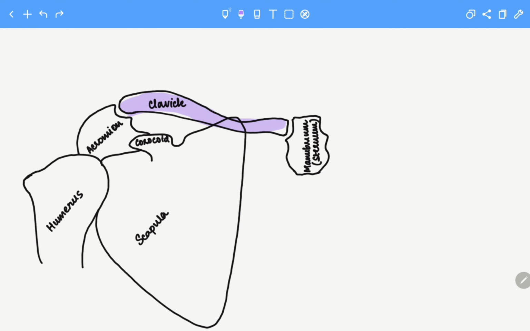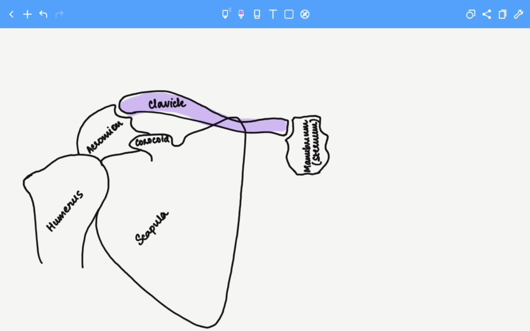So as you can see, it's an S-shaped bone and it's commonly known as the collarbone. It's the only bony connection between the axial skeleton and the appendicular skeleton, and the clavicle mainly functions as a weight transferring mechanism by transferring weight of the appendicular skeleton to the axial skeleton.